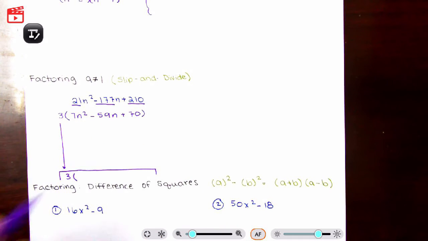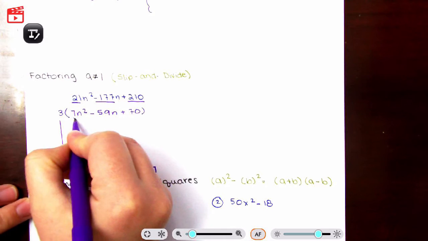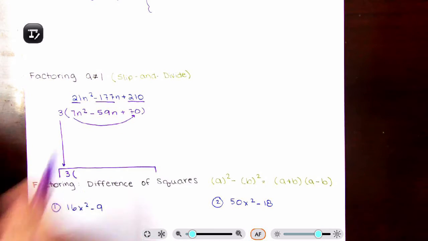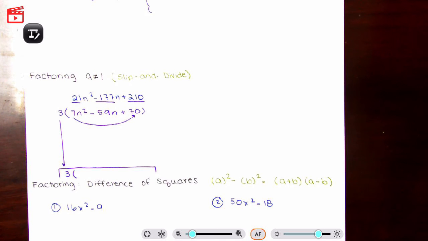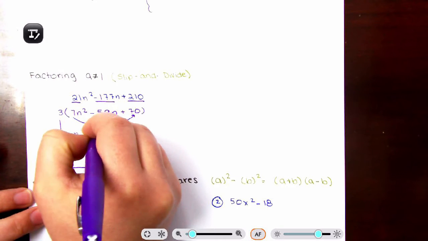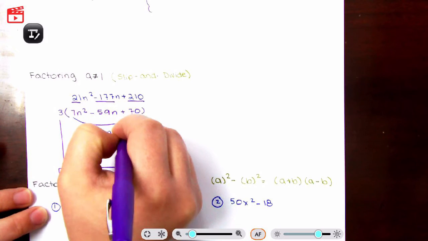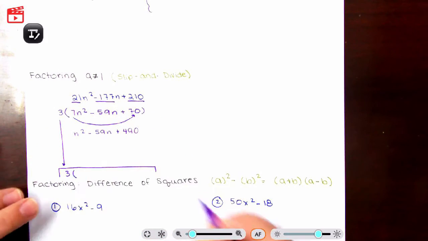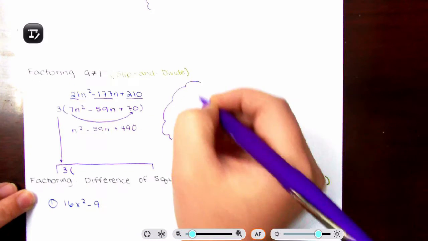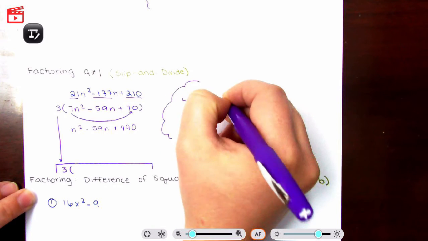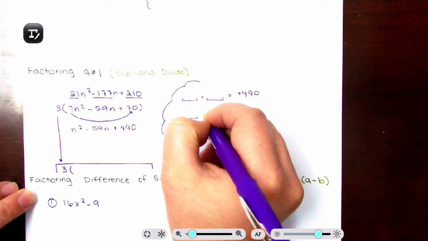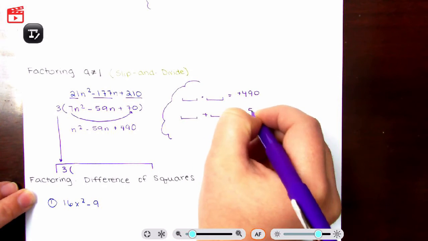Here, I'm going to use the slip and divide method. So you're going to take 7 and you're going to multiply that by your constant, which is 70. So 7 times 70 is 490. And now I'm going to use my guess and check method. So I want, here's our thinking bubble, two numbers that multiply to a positive 490. And I want those same two numbers to add up to a negative 59.